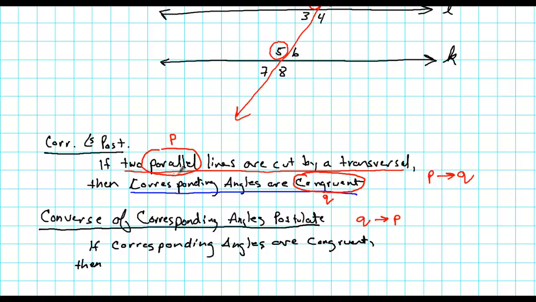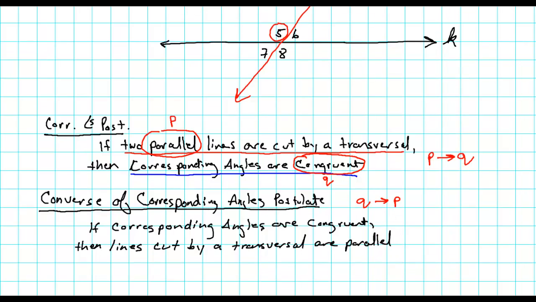Remember, the parallel is my big idea, right? Transversal, nobody cares about that. It's just a line drawn through a couple other lines. So it's not a big deal. The parallel is the big deal. That's what people care about. So if corresponding angles are congruent, then lines cut by a transversal are parallel.